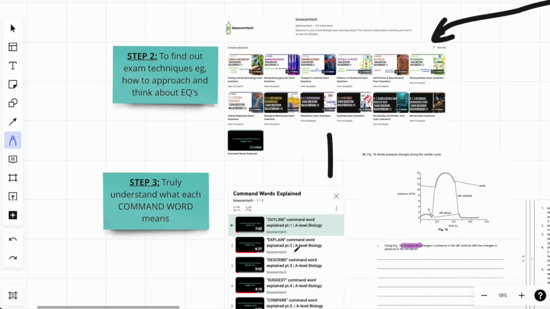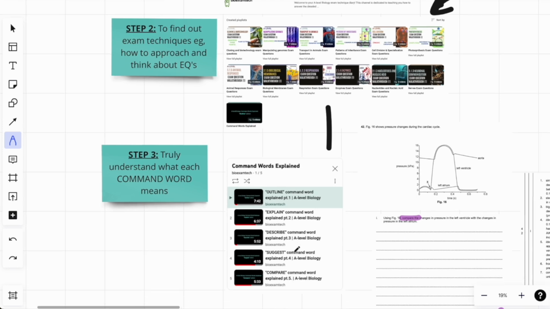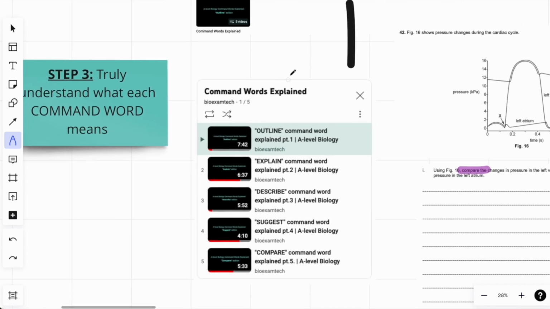Three, aha, the most overlooked step in the whole guide. Command words. How can you go to an exam not knowing exactly what a command word is? And I know, you might be thinking, well, hello, it's not that hard to know what explain means. You would think it's not that hard, but the amount of people who, let's say, get an explain question, say the wrong things, or they don't say what the question really wants. It's astonishing, quite frankly.